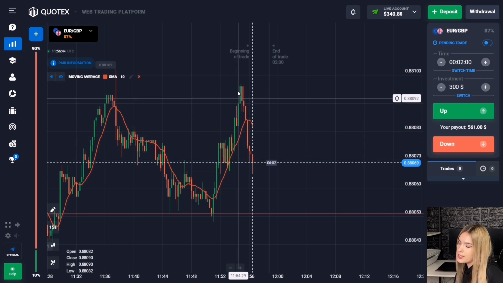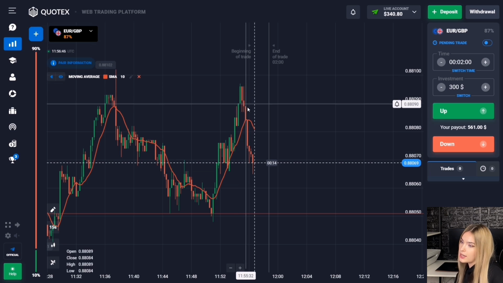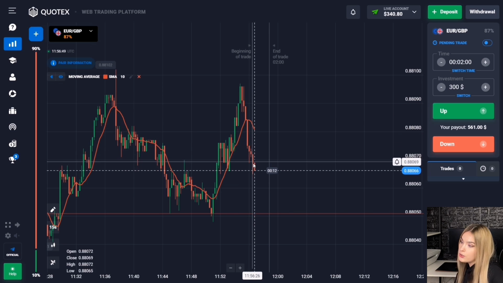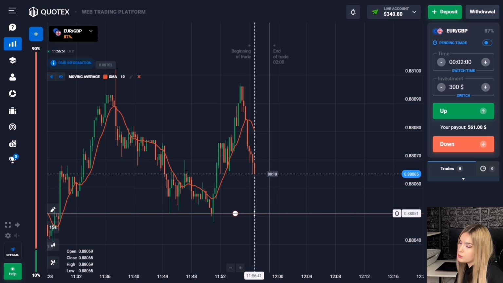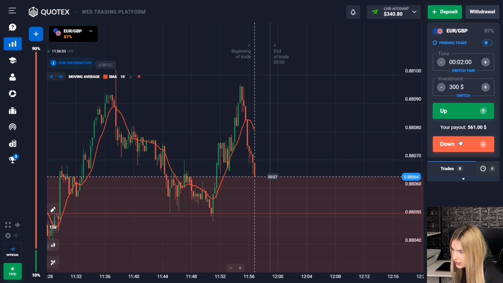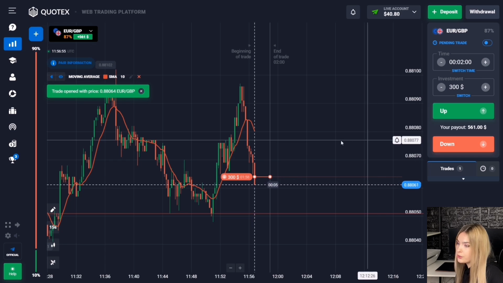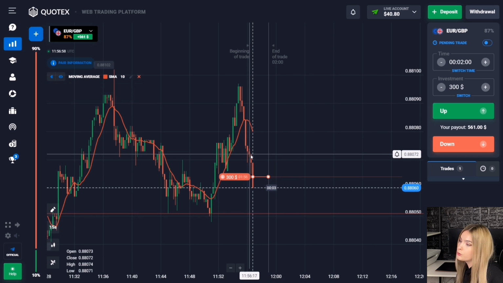Here we see that the reversal has occurred from a certain point and the price is confidently moving down. Also, there is a support level at the bottom. In this situation, we'll open a deal for 2 minutes to go down. The price has an excellent potential for going down. It is more likely that the price will continue to move towards the level.